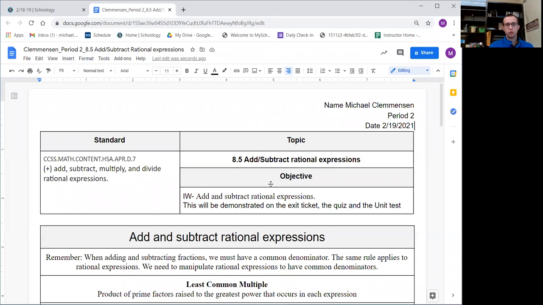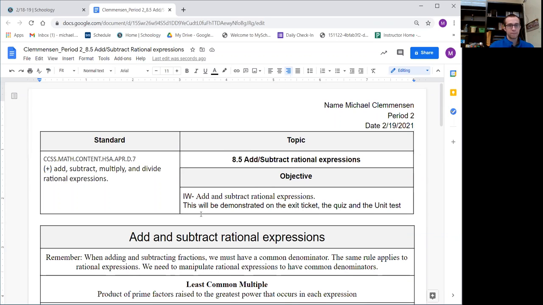So let's go over a little bit of an overview of what we're going to be doing today. Our topic for today is 8.5, adding and subtracting rational expressions. So of course, our objective for today is to add and subtract rational expressions. Some places that you can show me what you know are the exit ticket, the quiz, and the unit test. Those are going to be your three main ways to show me on your grade.